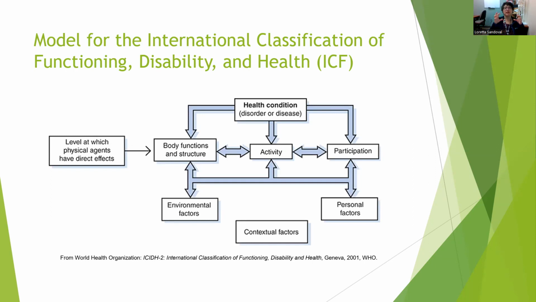So the health condition, disorder, or disease is affected by all these different things. So it's not linear. It's not a one-way street. It's affected by body functions and structure. That's the level at which the physical agents have the direct effect. And so we're trying to affect body function and structure with physical agents. There's also activity, participation, personal factors, which can affect all those things, environmental factors, and all of them are combined together to come up with your function.